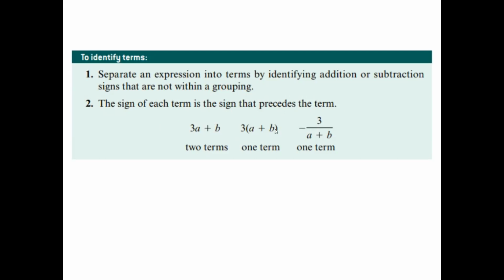Now, 3 times (a plus b) is one term. Why? Because I have a product here. I take 3 and multiply it by the parentheses, right? Now, a quotient, 3 divided by (a plus b), and this thing is negative. So that's one term. Why? Because, well, frankly, multiplication and division are opposites. Good.